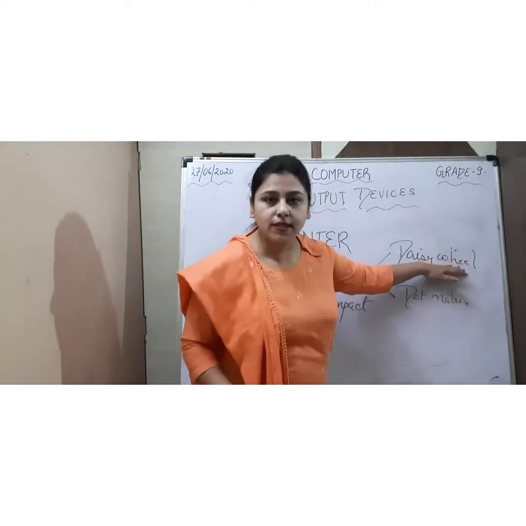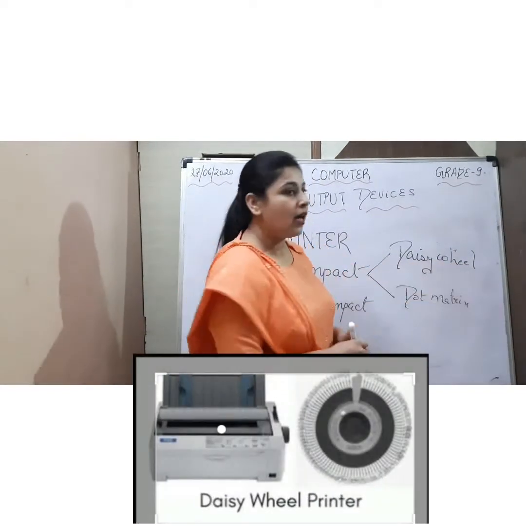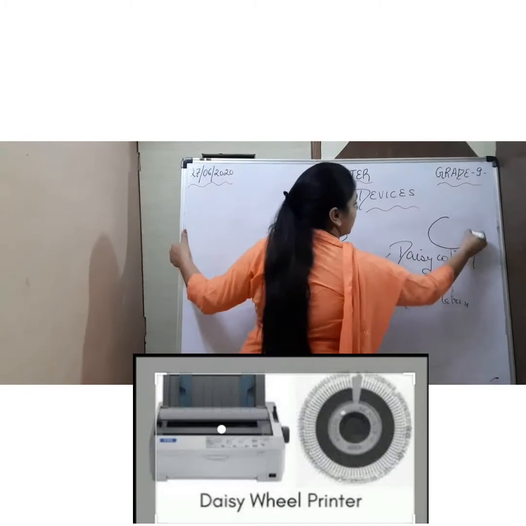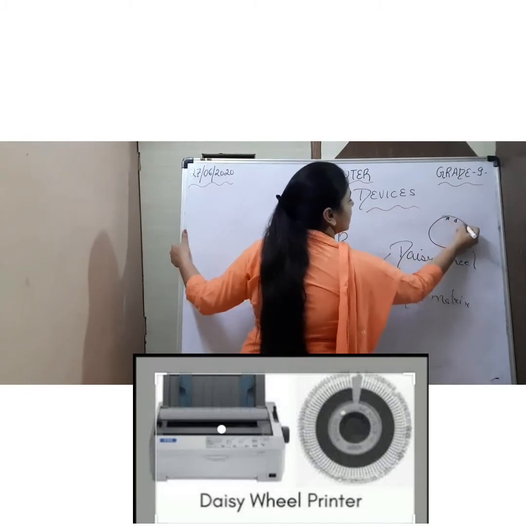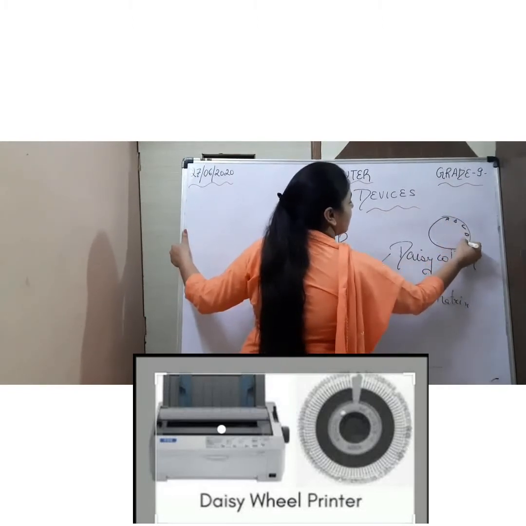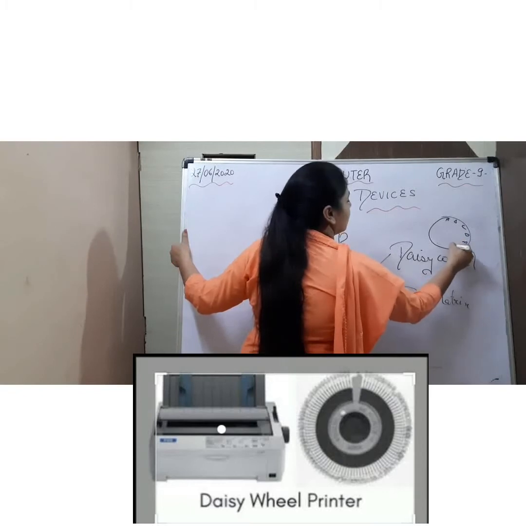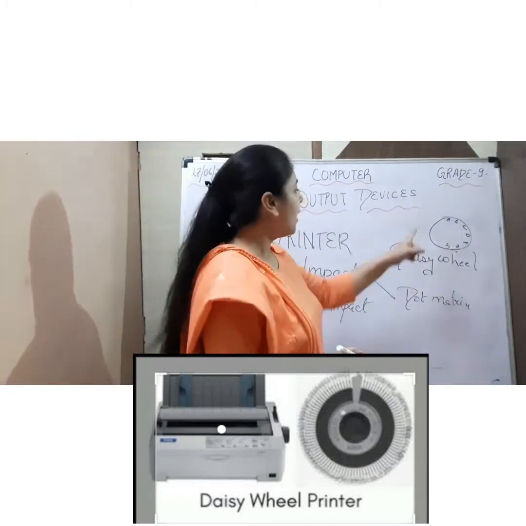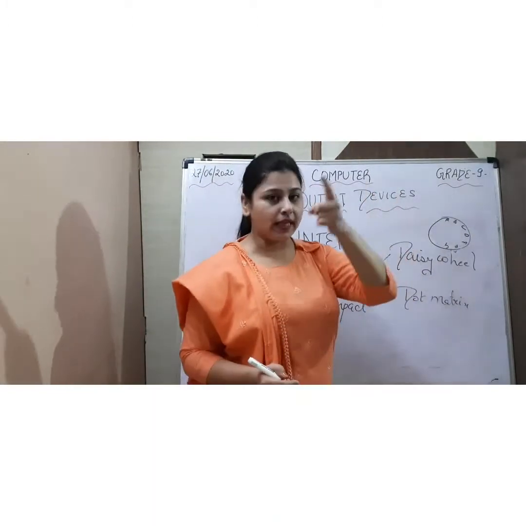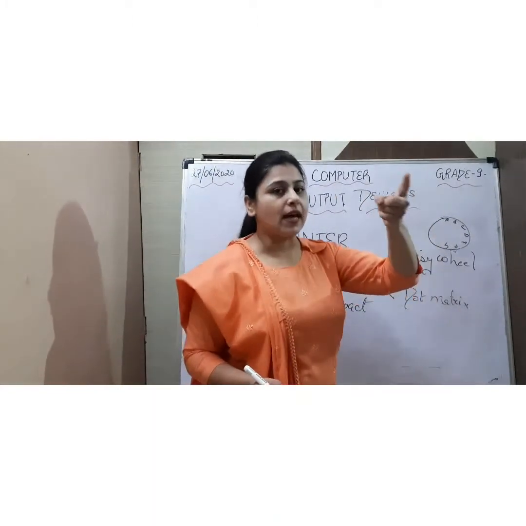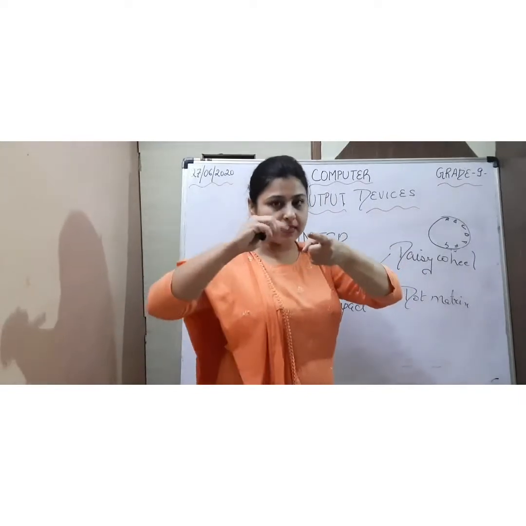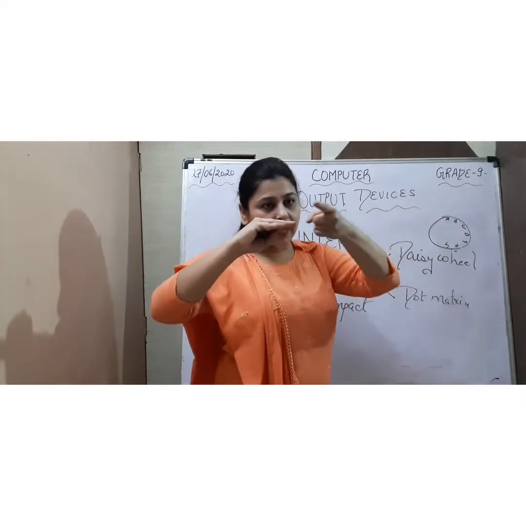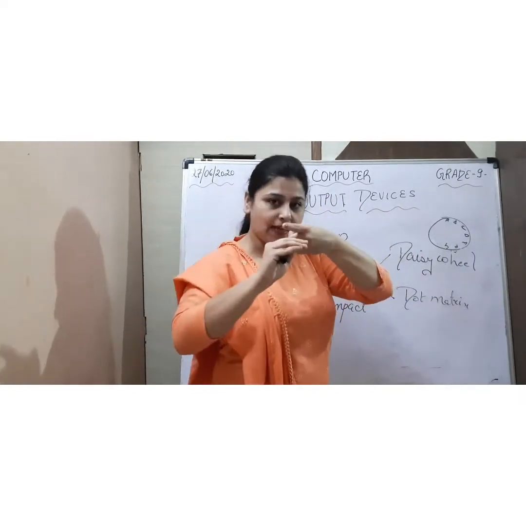So how does this daisy wheel printer work? In a daisy wheel, there is a wheel and all these characters, A, B, C, D, E, F, G, till Z, are written on the wheel. And this wheel rotates, and when the desired character comes in front of the hammer, the hammer strikes.